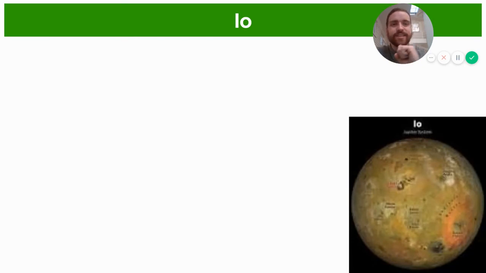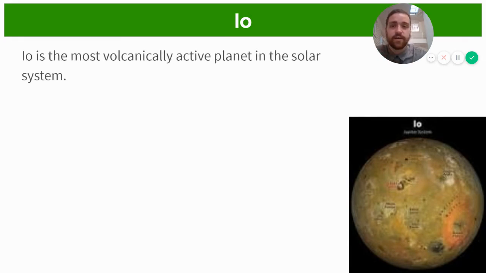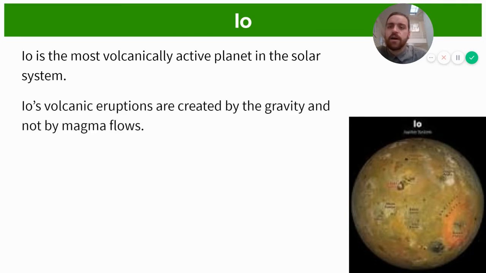All right, now I want to tell you about Io. Io is another moon of Jupiter. And in fact, Io is the most volcanic object in the solar system. It's more volcanic than Earth. It's more volcanic than Venus. It's quite amazing, okay? So Io is the most volcanically active planet in the solar system. It's not a planet, it's a moon, though. Okay? Io's volcanic eruptions are created by gravity and not by magma flow.